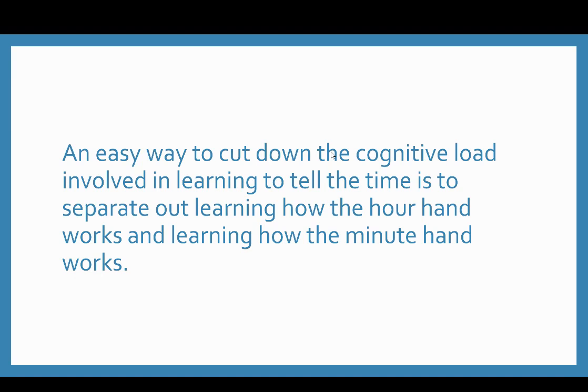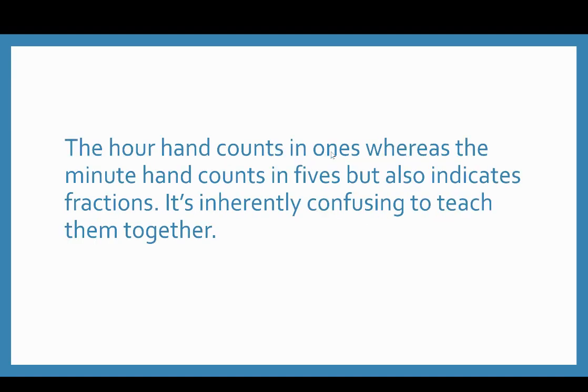But there is an easy way to cut down the cognitive load involved in telling the time, and that's by separating out learning how to tell the time using the hour hand and learning how to do it using the minute hand. Don't muddle them up and try and teach them both at once. If you think about it, the hour hand counts in ones, the minute hand counts in fives, and also indicates fractions. That's really confusing. No wonder children find it hard.